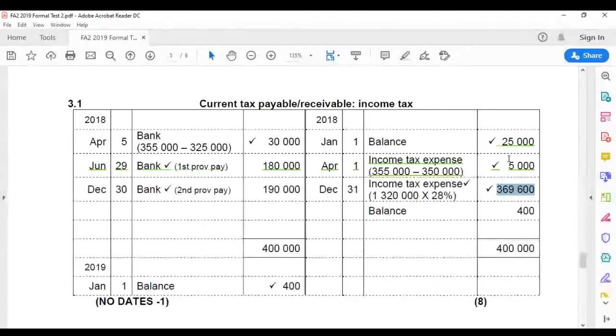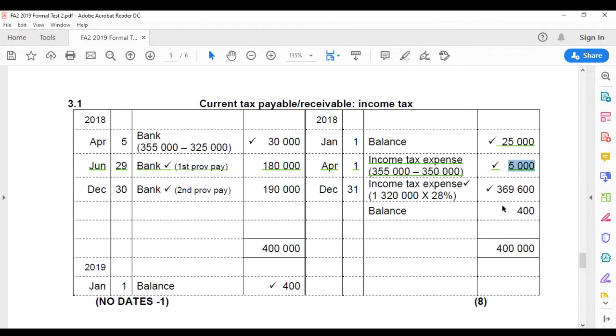We've got a little bit of a difference of opinion. Yes, even though we are only writing it off to this year's profit and loss account, we must now bear in mind that it actually consists of two parts. It consists of that 5,000 rands, which is a correction of something that happened last year. There we corrected an under provision from last year. So even though it is part of our expense for this year, it doesn't relate to this year's expenses. It relates to last year's expenses.